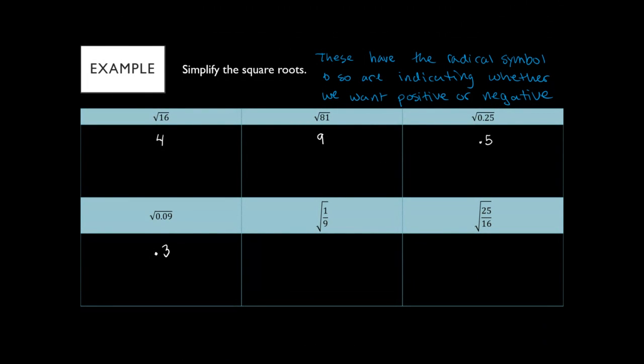So this is 0.3. The fraction ones are easier for me because I can just take the square root of the top and the square root of the bottom. So for 1/9, that would be 1 over 3. And then for the square root of 25 over 16, it's going to be 5 over 4, because the square root of 25 is 5 and the square root of 16 is 4.